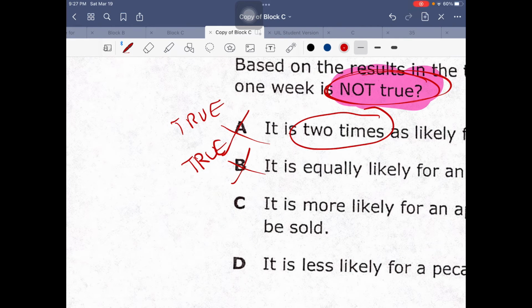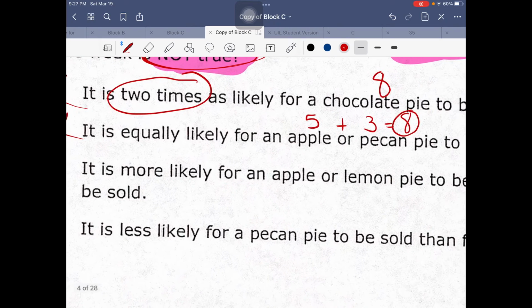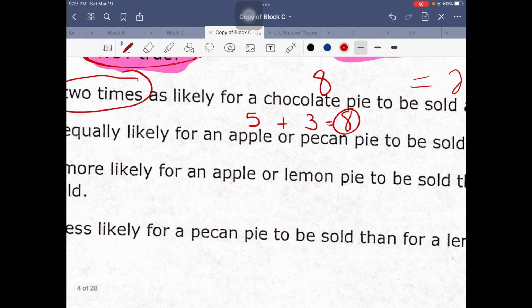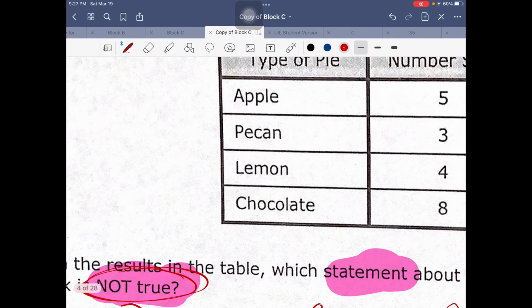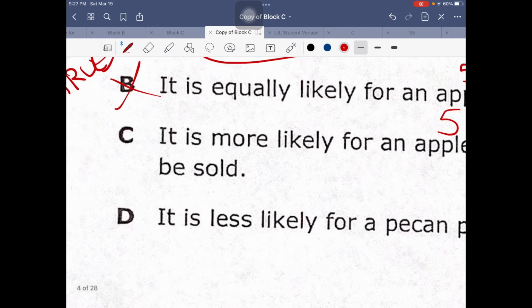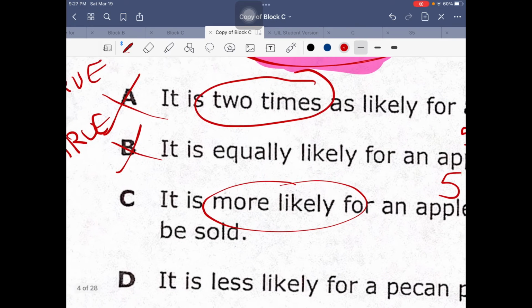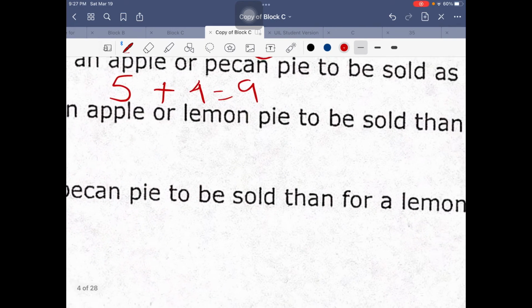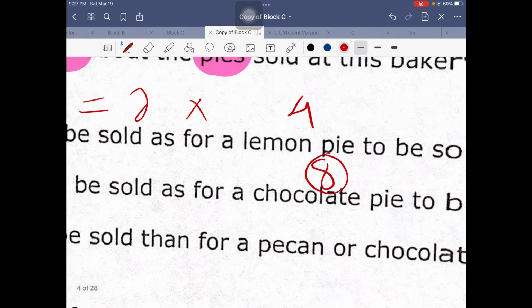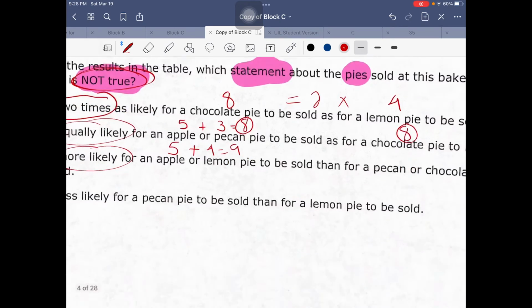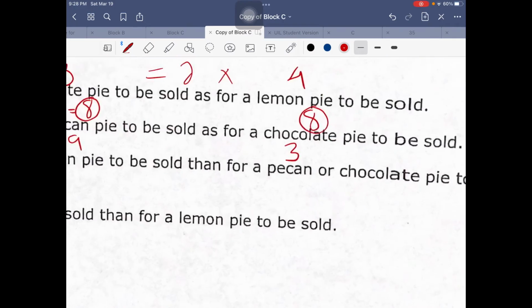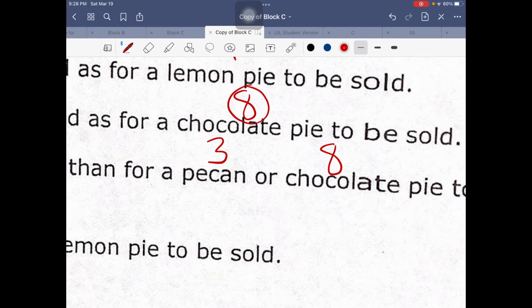Let's check C. It is more likely for an apple or lemon pie. How many do we have for apple? How many do we have for lemon? 4. 5 plus 4. What's 5 plus 4? Okay, it says it is more likely 9 to be sold. Then for a pecan or chocolate to be sold, how many do we have for pecan? 3. How many do we have for chocolate? 8. What's 3 plus 8?